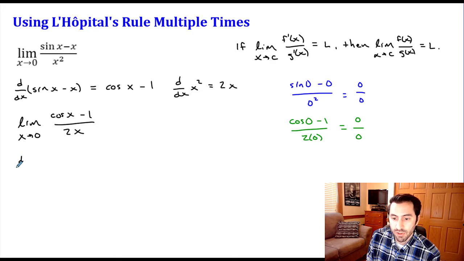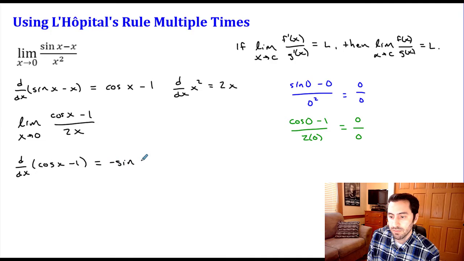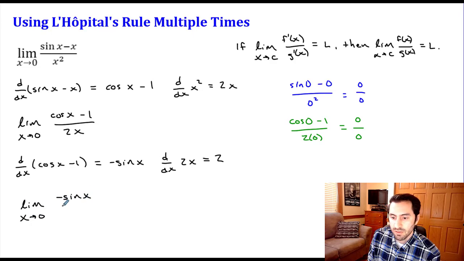So we'll take the derivative of the numerator and the denominator one more time, and hopefully now we'll end up with something that can be evaluated. So the derivative of cosine of x minus 1. The derivative of cosine is negative sine. The derivative of negative 1 is just 0. And the derivative of our denominator, the derivative of 2x, we just end up with 2. So now our new limit is the limit as x approaches 0 of negative sine of x over 2.